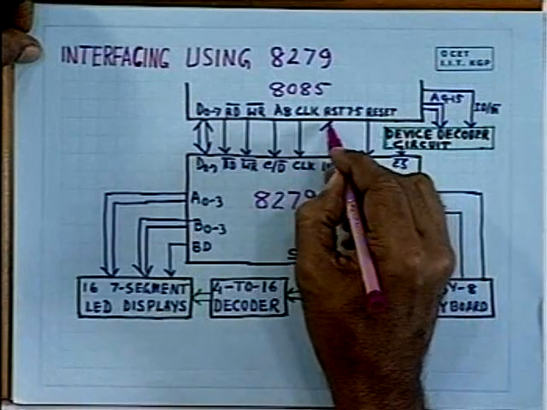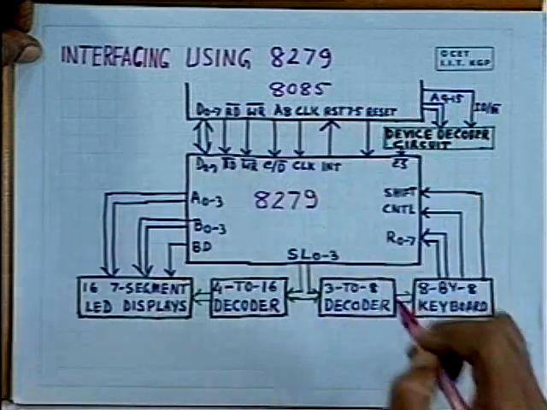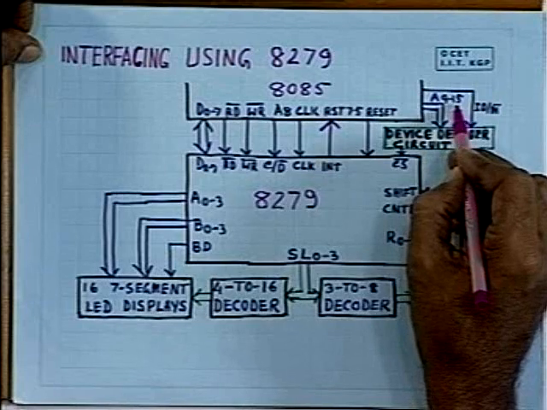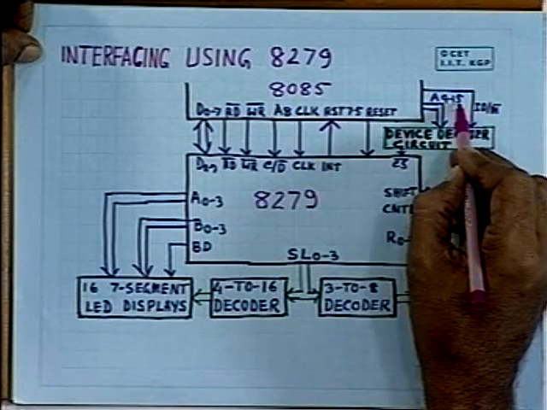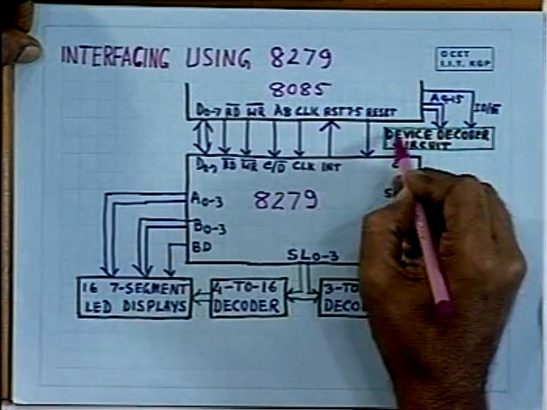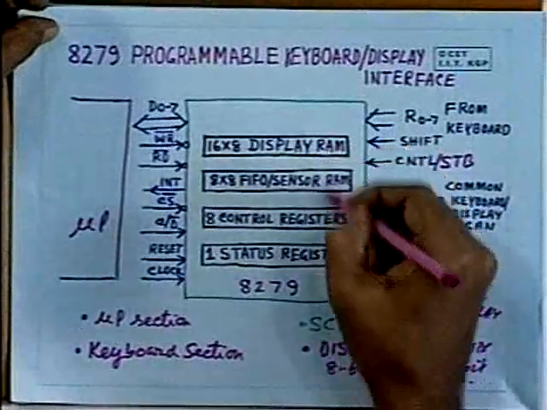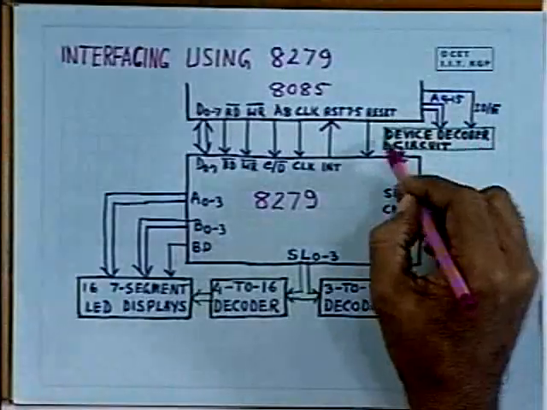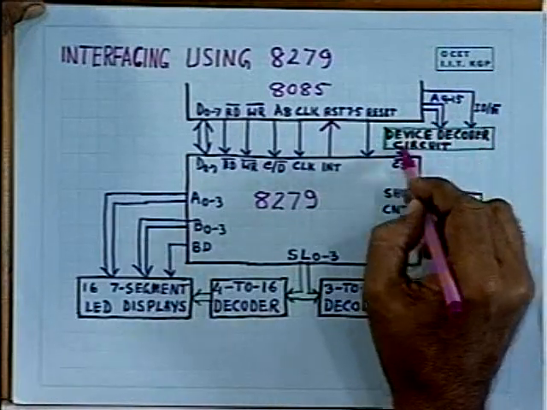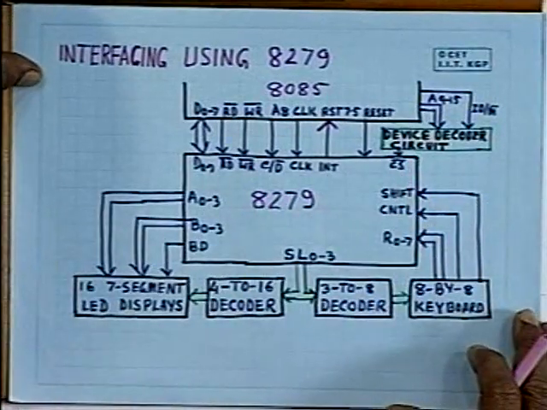And this is the interrupt line which has been connected to RST 7.5, and the reset line has come here, the clock line has come here, and A9 to A15, actually A8 to A15, has been used for I/O. With the help of this device decoder circuit, you have to map these registers on the I/O address space, and this device decoder circuit will do that, and whenever this is 1 and proper values are used, this chip will be selected and you can access various registers inside the chip.